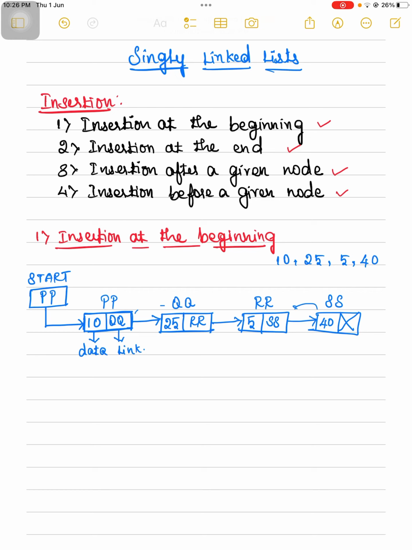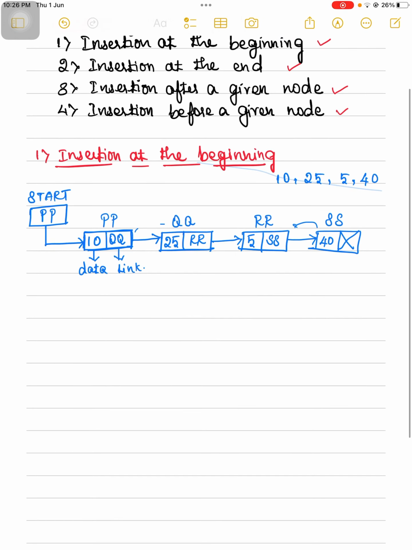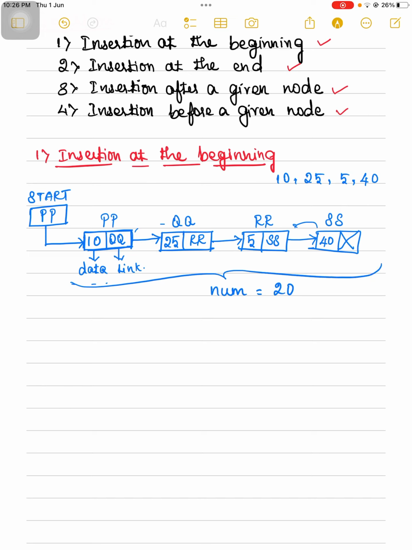Now we are going to write the pseudocode for performing the insertion operation at the beginning. For example, I want to insert the number 20 at the beginning. So this is the existing list, right? Now I want to insert a new node which holds the new value 20, and I want to place that node at the beginning.